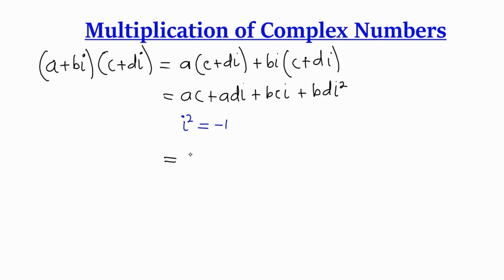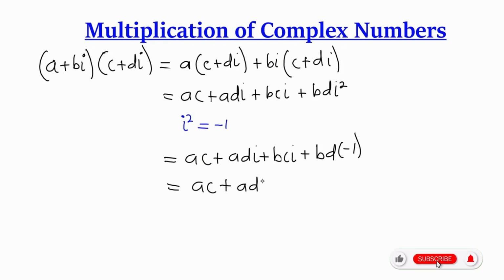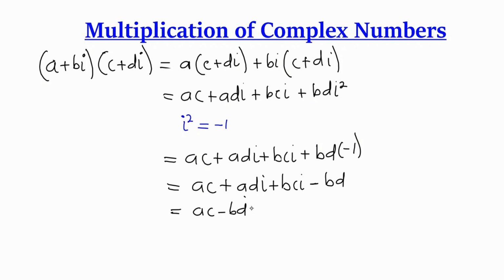So here we have ac plus adi plus bci plus bdi squared. Substituting -1 for i squared, we have ac plus adi plus bci minus bd. Here we can group them, so the real part goes to one side, that is ac minus bd, put into a parenthesis, plus the imaginary part, adi plus bci.